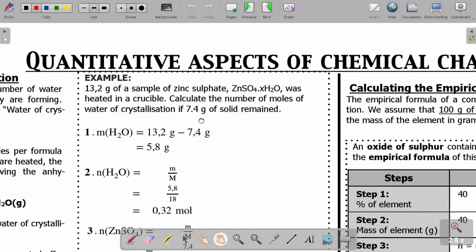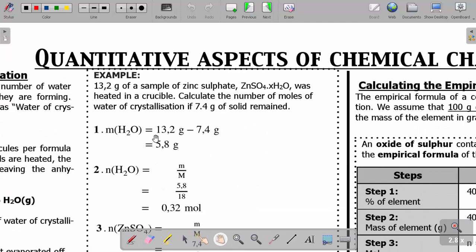Let us have an example here. A 13.2 grams sample of hydrated zinc sulfate was heated in a crucible. Calculate the number of moles of water of crystallization if 7.4 grams of solid remained. This one was containing water of crystallization, that's why it is X water here. The mass of the water is going to be the difference in mass. That means 13.2 minus 7.4, which leaves you with 5.8 grams.